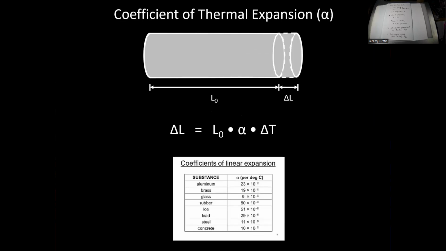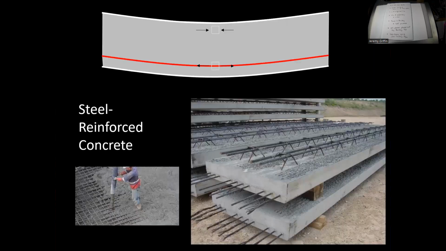Because what that means is you can create a composite material with steel and concrete. You can create steel reinforced concrete. Remember a few slides ago, I told you guys that Romans could not create the floor that you're sitting on right now. This is the answer to that.